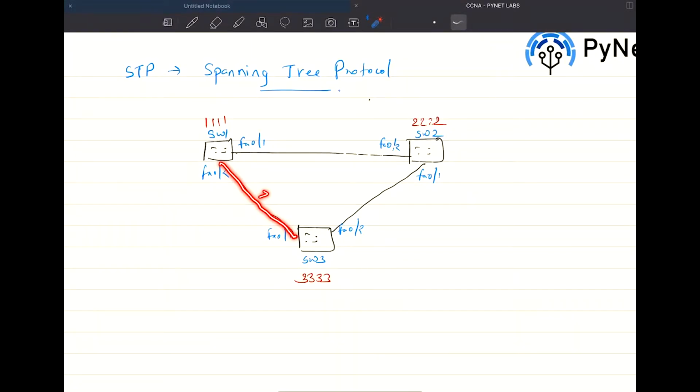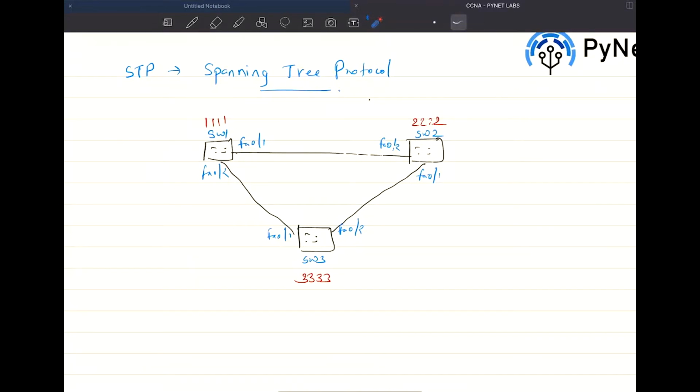Okay, so this link goes into blocking state, and we also call it alternative mode. Makes sense to you? So even though this link is up, spanning tree protocol puts this link on hold. Okay, and only the primary link will be used. So if the traffic needs to go from here to here, then it will not go through this, it will go through the other way. Makes sense, because of the feasibility of the network and to keep the network loop free.